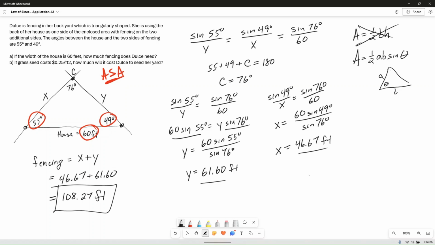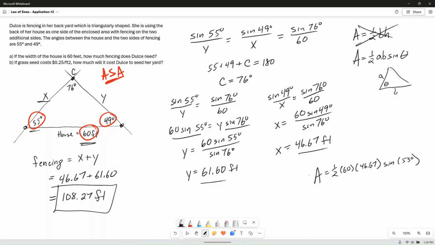So let's use our house length of 60 feet. And let's use side X, and then we'll use the angle of 55 degrees. Let's use those three values. So the area of this triangle is going to be 1/2 60 feet times X, which is 46.67 feet, times the sine of the angle between them, which is 55 degrees.